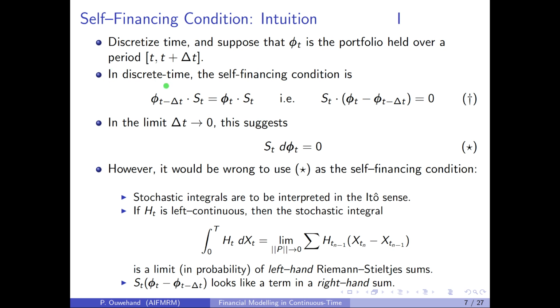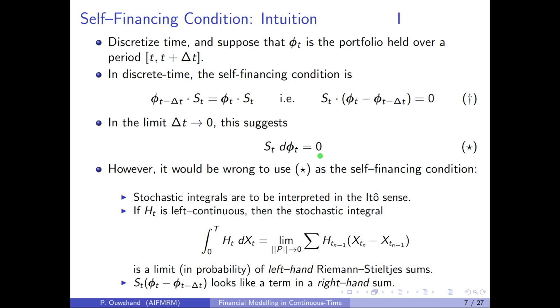In discrete time, if you recall, the self-financing condition is given as follows. Phi t minus delta t dot S t is equal to phi t dot S t. You can think of the left-hand side as the value of the old portfolio at time t, and the right-hand side as the value of the new portfolio at time t, where the portfolio is rebalanced at time t. If we rearrange this expression, we obtain the following. And that looks like S t times the change in phi is equal to 0. In the limit, as we let delta t go to 0, this suggests that we obtain the following expression. S t dot d phi t is equal to 0.